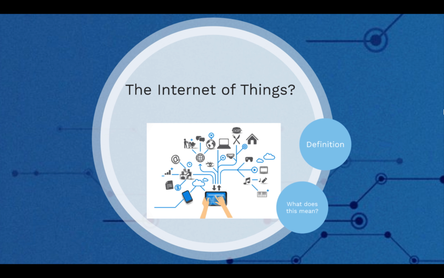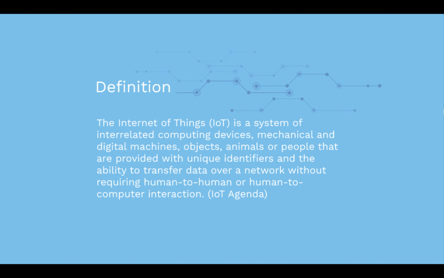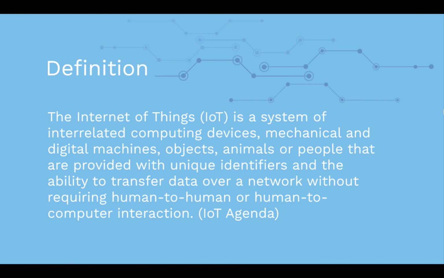So, the Internet of Things is kind of a weird term for this. If you're not familiar with it, it might seem like it doesn't really make sense. But the definition is that it's a system of interrelated computing devices, mechanical and digital machines, objects, animals, or people that are provided with unique identifiers and the ability to transfer data over a network without requiring human to human or human to computer interaction.